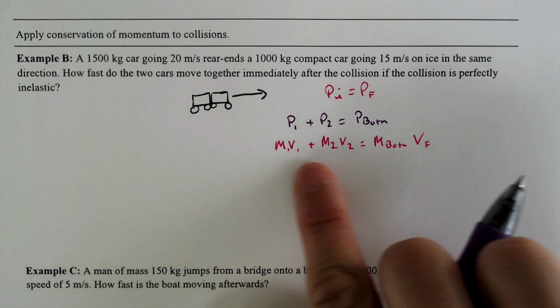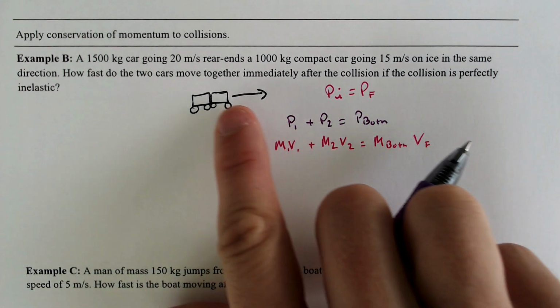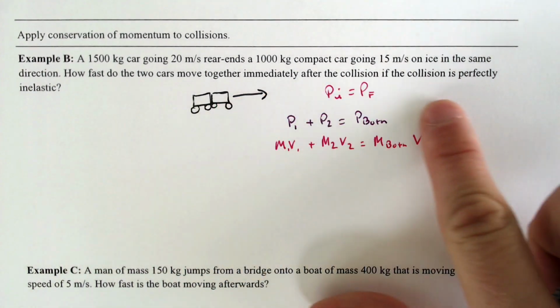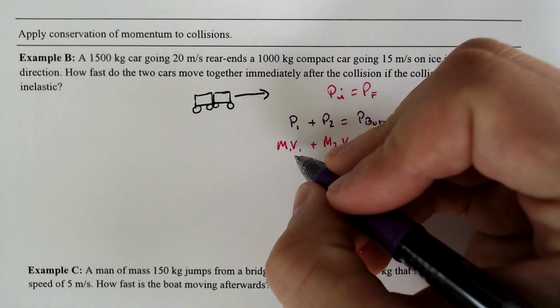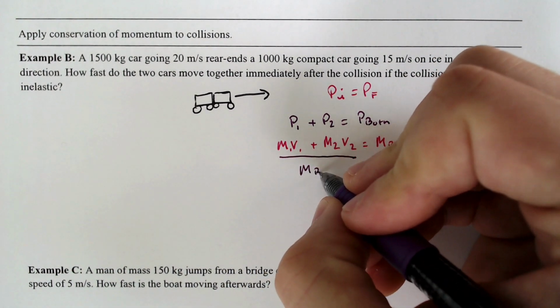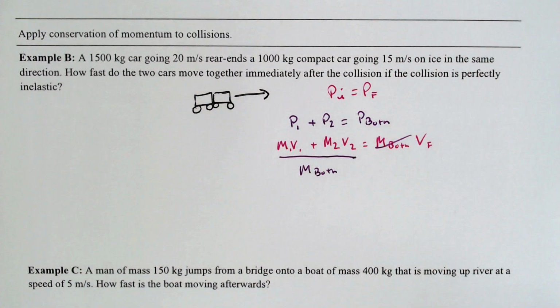All right, so let's solve for what we're looking for. We want to figure out how fast are they moving after the collision? Well, we would have to divide by the mass of both, and then we would end up having our final velocity.